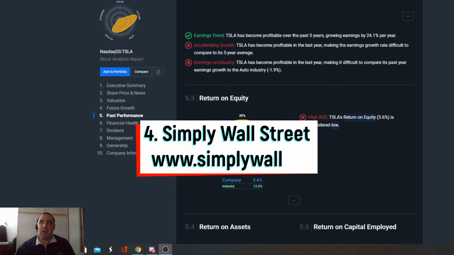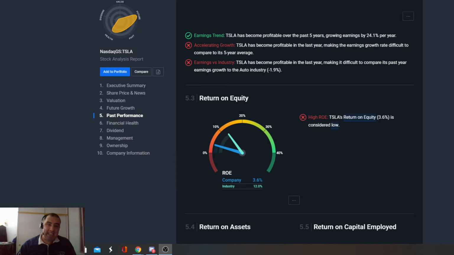Okay, the fourth one, guys, is Simply Wall St, simplywall.st. Again, this is one of my favorite tools. Every investor should have this in their toolbox, and this is great for having a visual look at the financials of the company. This is what I like most about this company.